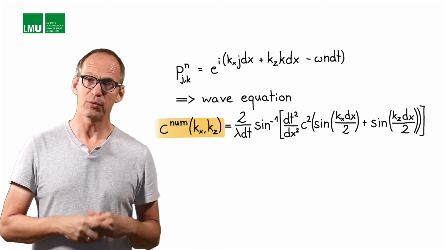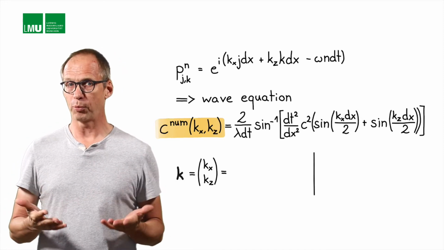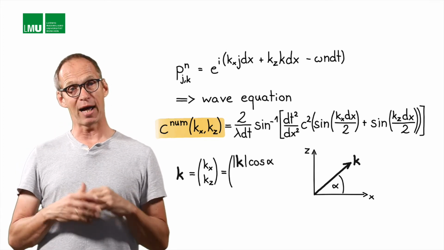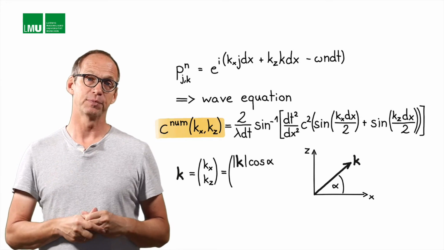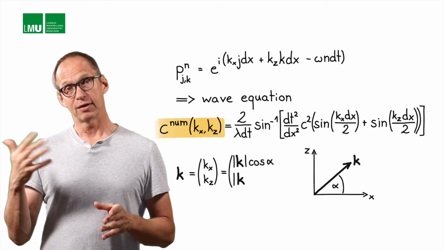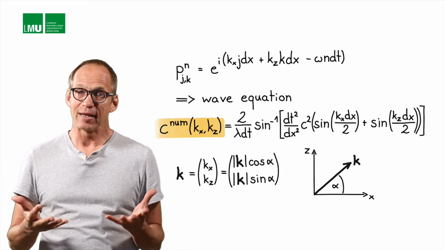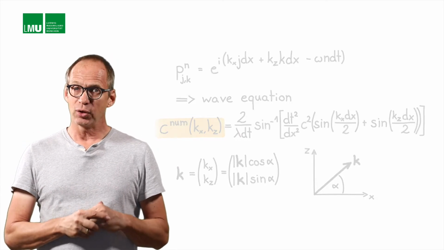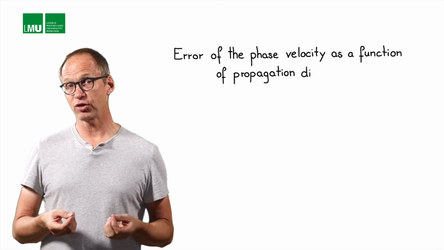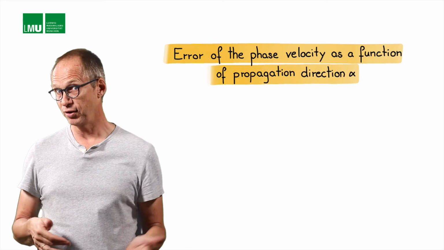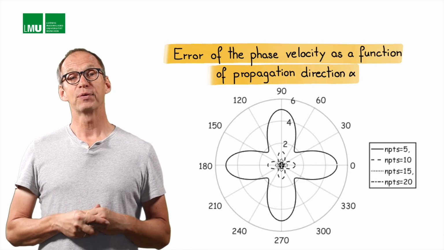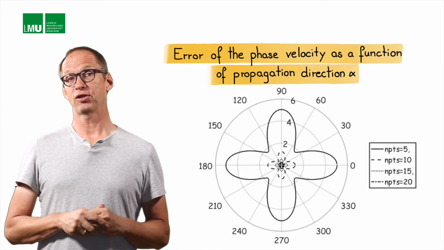The vector k we can also formulate with components: kx is the modulus of k multiplying cosine alpha, where alpha is the angle to the x-axis, and kz is the modulus of k times sine alpha. Basically that allows us to calculate the error of the physical velocity as a function of propagation direction alpha from 0 to 360 degrees. And the results you see here in this graph, and it shows exactly what we've seen in our simulations.